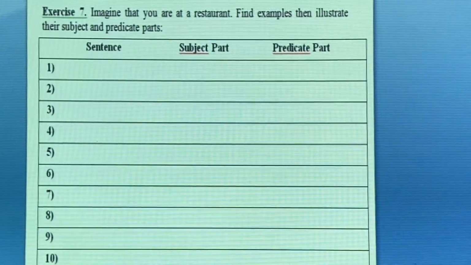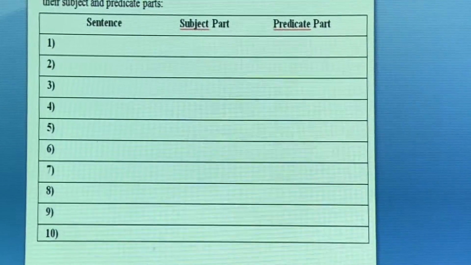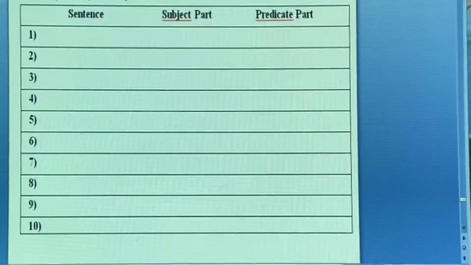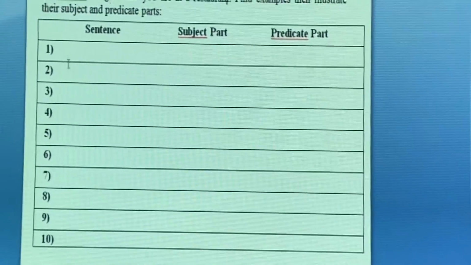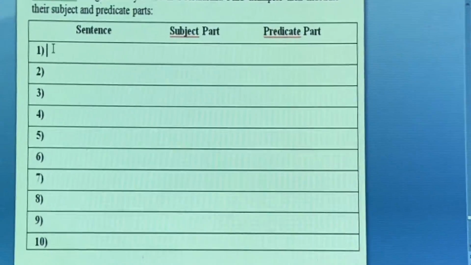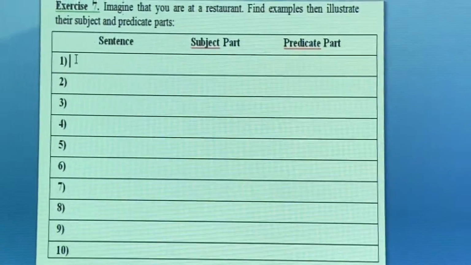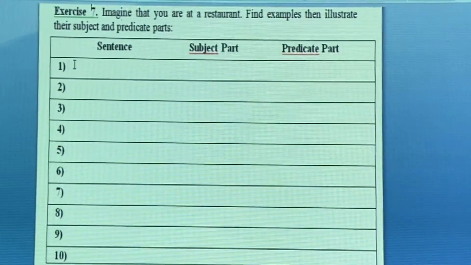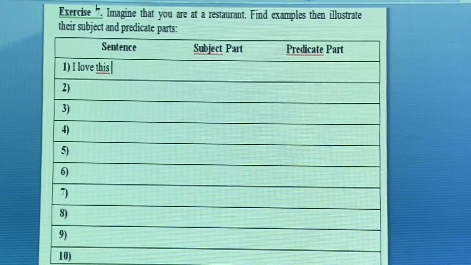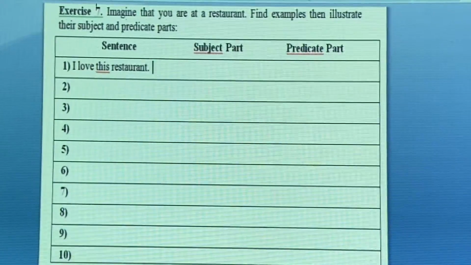Question 7 or exercise 7. Imagine that you are at a restaurant. Find examples, then illustrate their subject and predicate part. So imagine you are, for instance, watching people in the restaurant, and you can describe anything, the waiter, the menu, the tables. You can say, I love this restaurant. Okay?